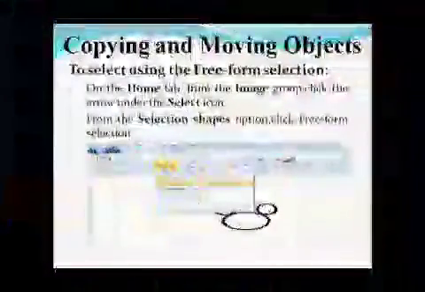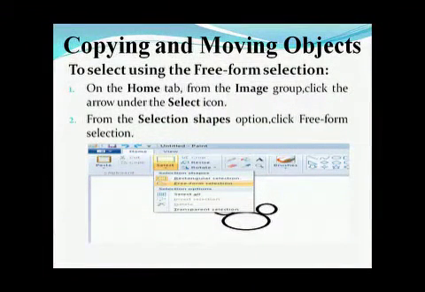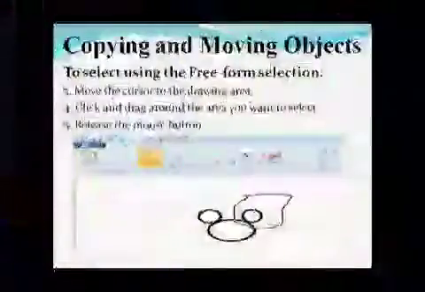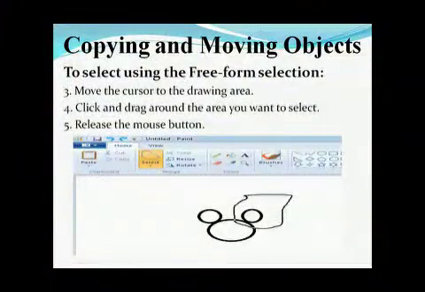Now how to select using the freeform selection? The first step is, on the Home tab from the Image group, click the arrow under the Select icon. A drop down list expands. Now from the Selection Shapes option, click Freeform Selection. Move the cursor to the drawing area. Now click and drag around the area you want to select. In the end, release the mouse and you can see a blue dotted border appear around the selected area.